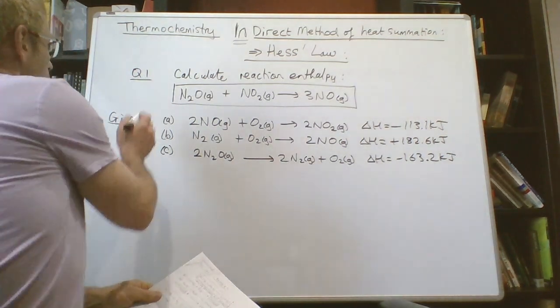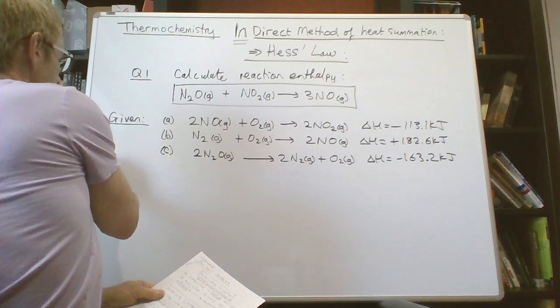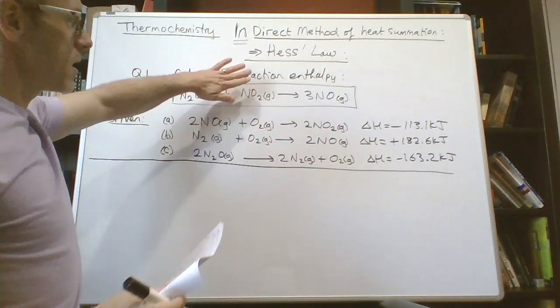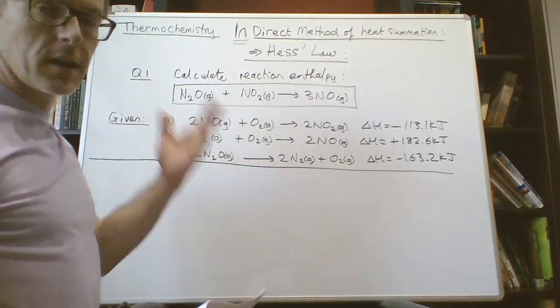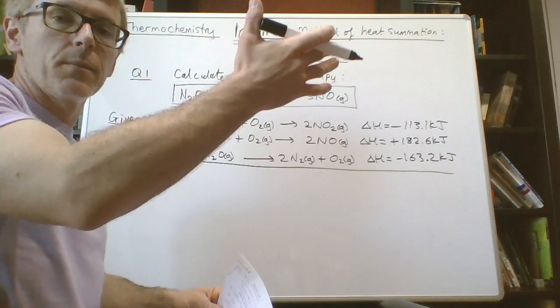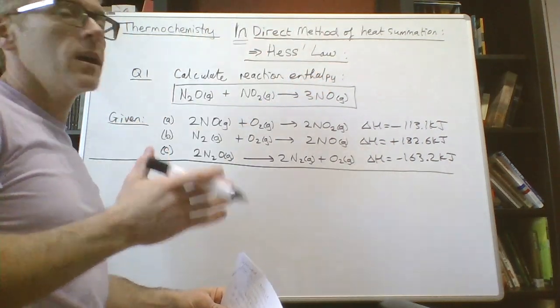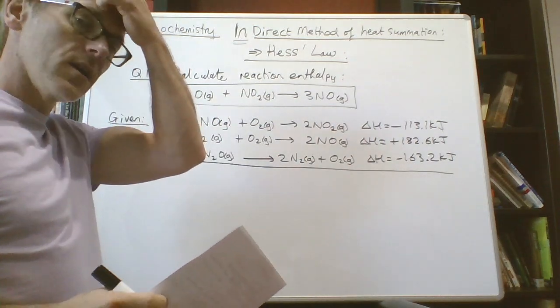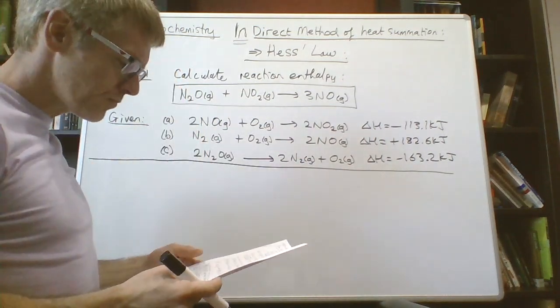Okay, so we've got a target. We've been offered basically a puzzle to solve and puzzle pieces. What can you do with the puzzle pieces? You can scale them, you can multiply them, you can divide them, you can rotate them. If you rotate them, you have to change the sign of the enthalpy value.